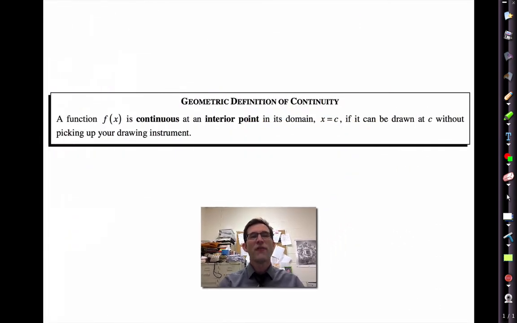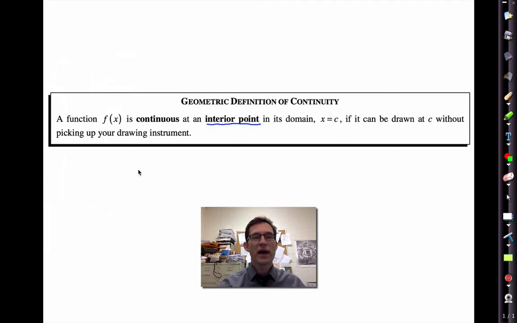A function f of x is continuous at an interior point in its domain, x equals c, if it can be drawn at c without picking up your drawing instrument. Just really quick, an interior point.